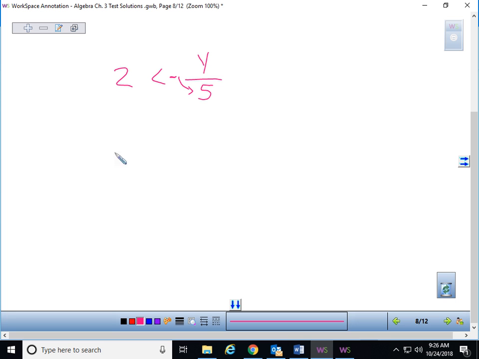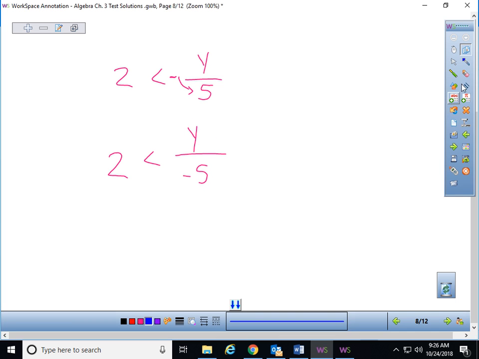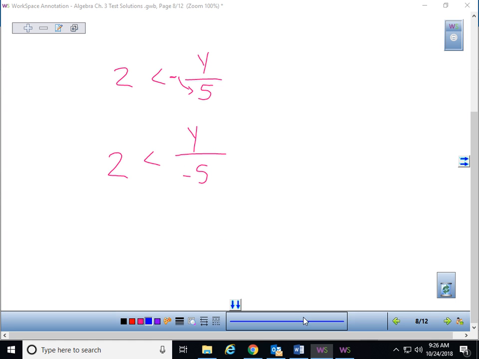So to rewrite my problem to address this concern I had, I have 2 less than y over negative 5. It makes it easier. If I attach it to a number, I don't have to worry about getting my y positive and dividing by a negative 1. It just kind of takes away that step for me. But here, to get our y by itself, we're undoing division. Remember, fractions are division problems, so to undo division is multiplication. To get y by itself, I'm multiplying by this negative 5.